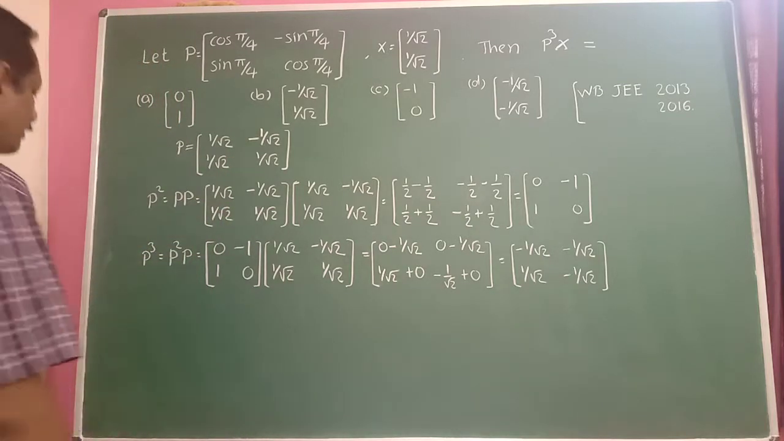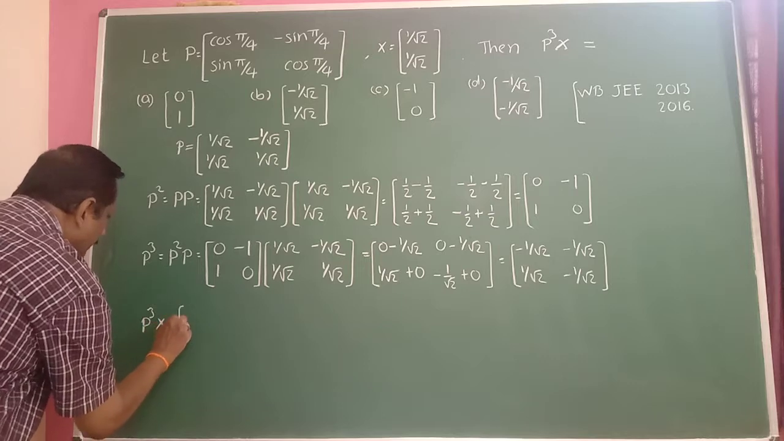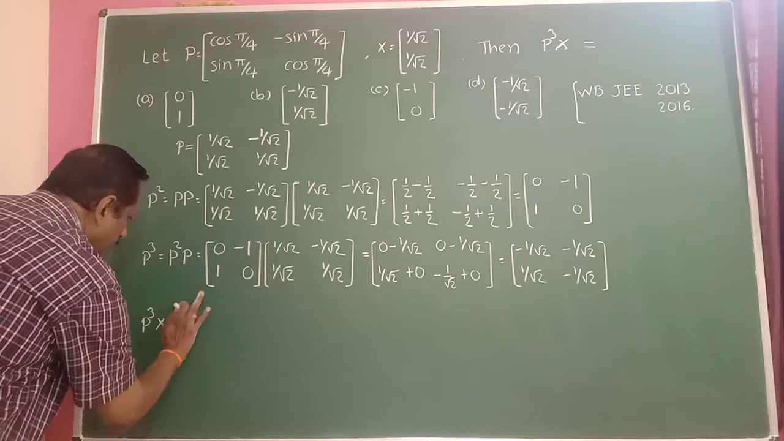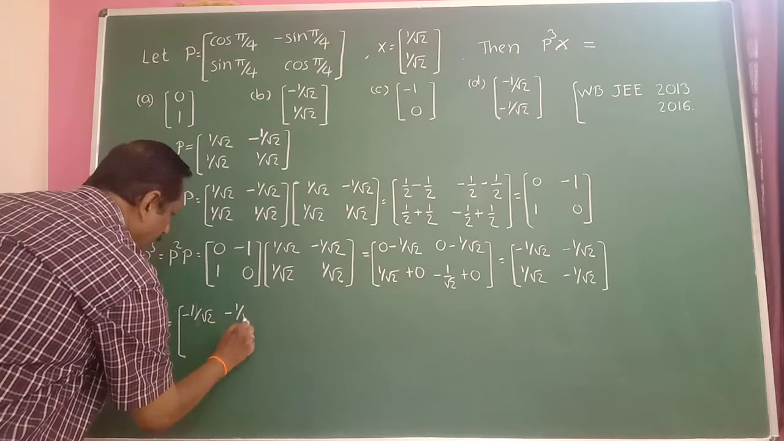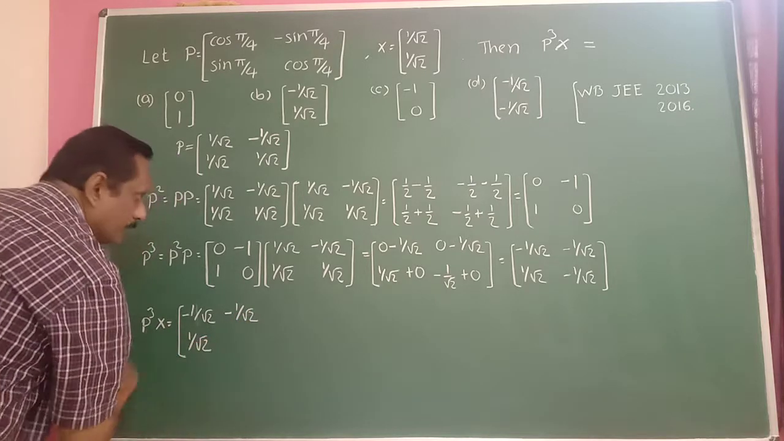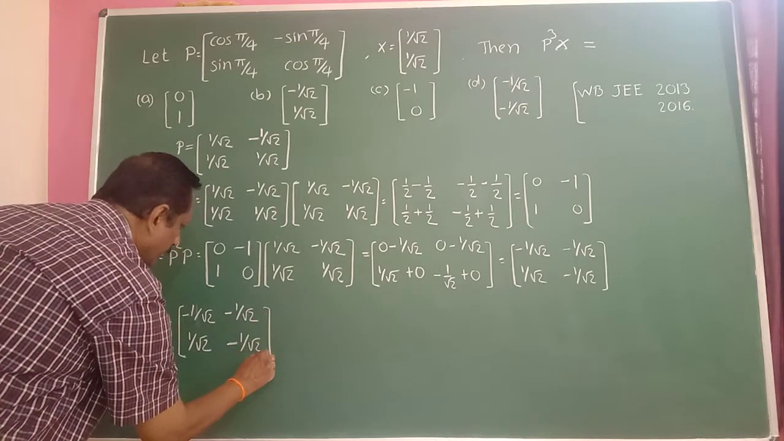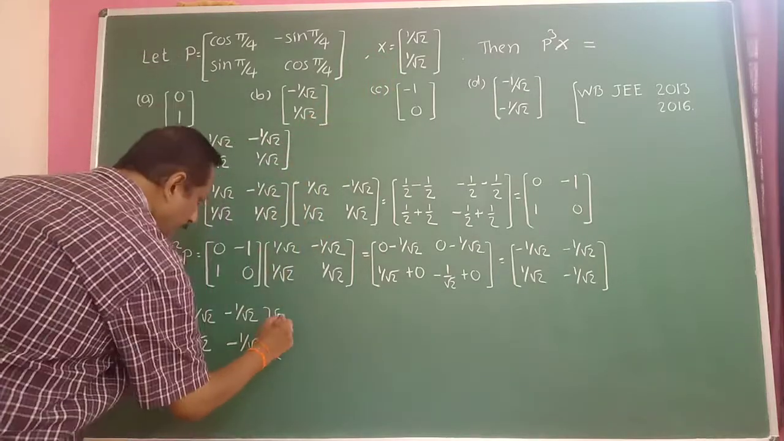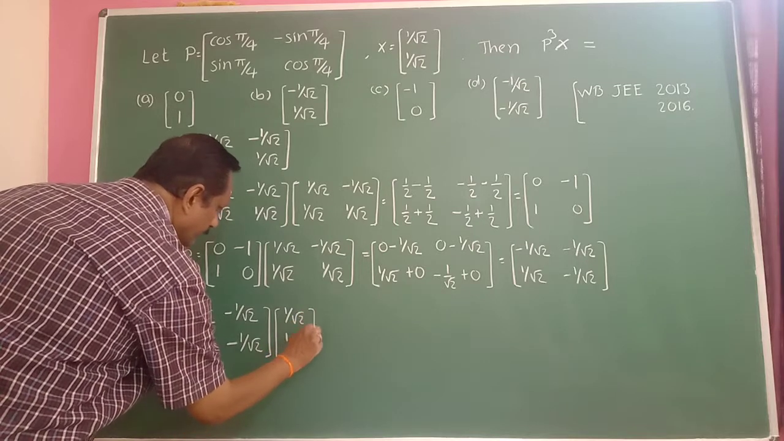Then you find here P cube into x. Here P cube is minus of 1 by root 2 here, minus of 1 divided by root 2, then 1 divided by root 2 here, minus of 1 divided by root 2, into x. Here x is the column matrix, this one: 1 by root 2 and 1 divided by root 2 here.